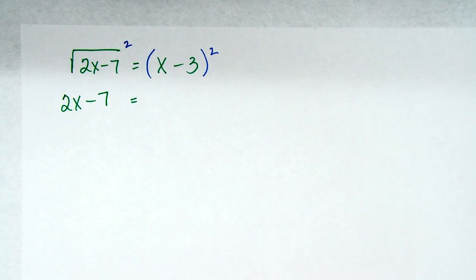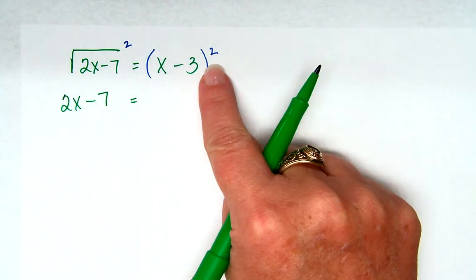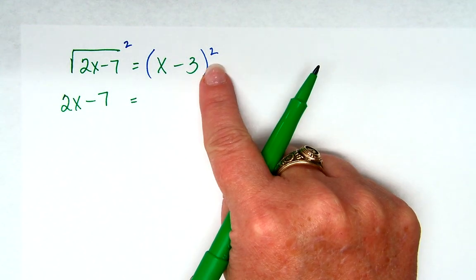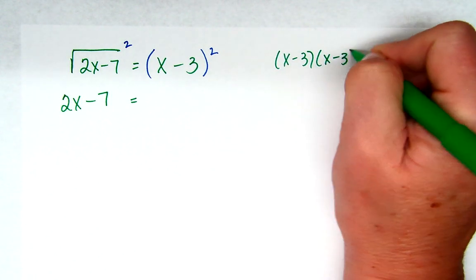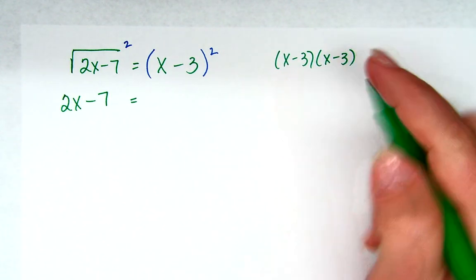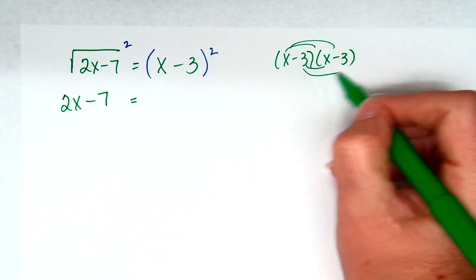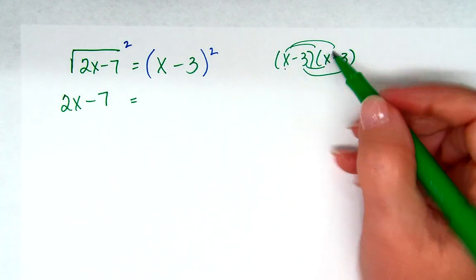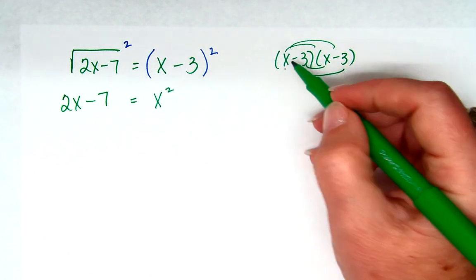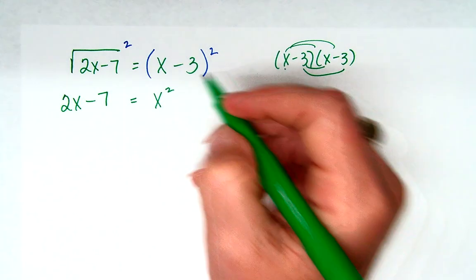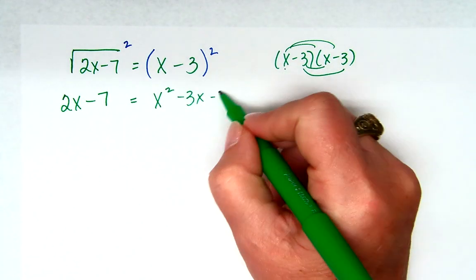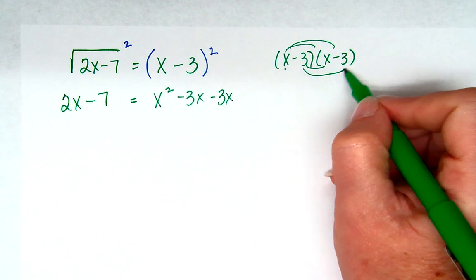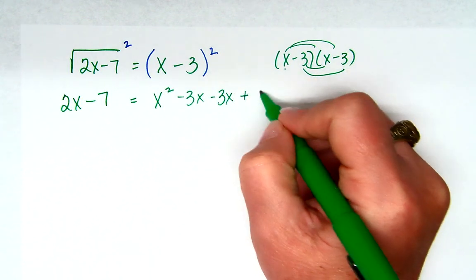Oh my gosh, you guys are making me cry inside of my head right now. What does it mean to square something? Multiply it by itself. x minus 3 times x minus 3. What do I have to do here? Distribute. What's x times x? What is x times negative 3? And then negative 3 times x? And then negative 3 times negative 3. 9.